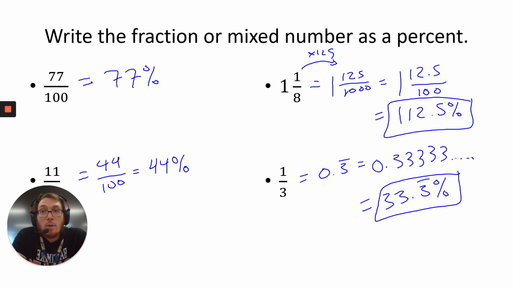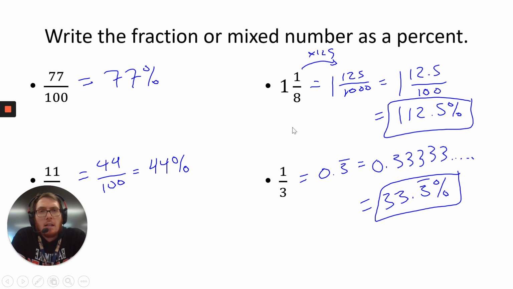Same thing would be true going the other way. This is 77 over 100, which is 77%. This one, sorry you can't see it, I'm right in your way here, but it's 11 over 25. And times 4 times 4, we get 44 out of 100, 44%. Again, I need to see original, middle step, final answer if the number's not already out of 100.